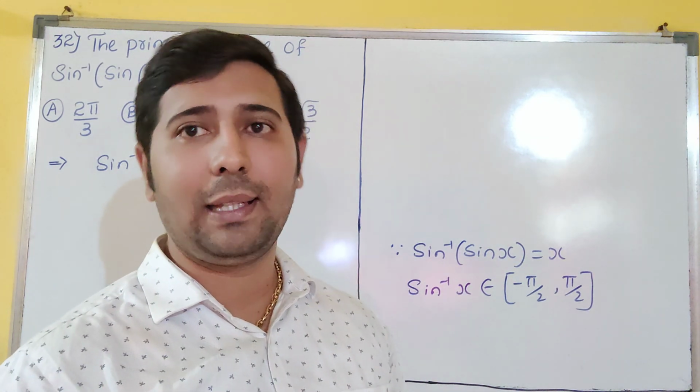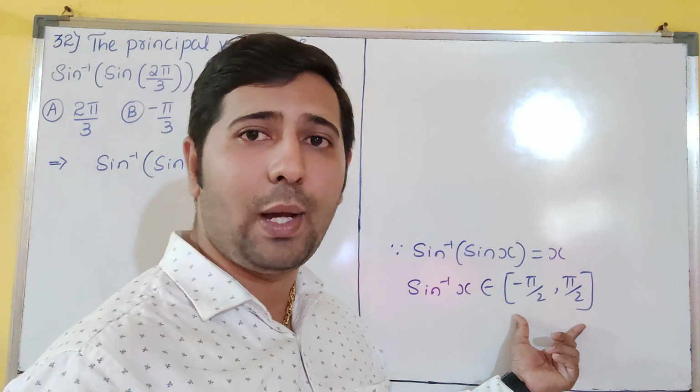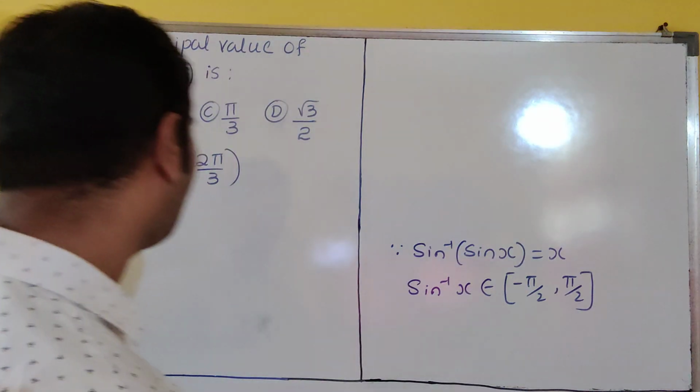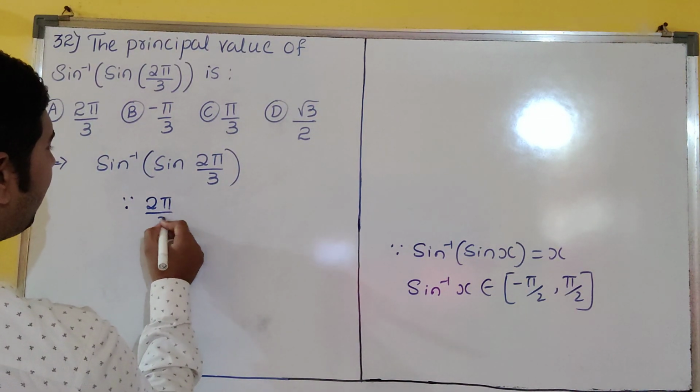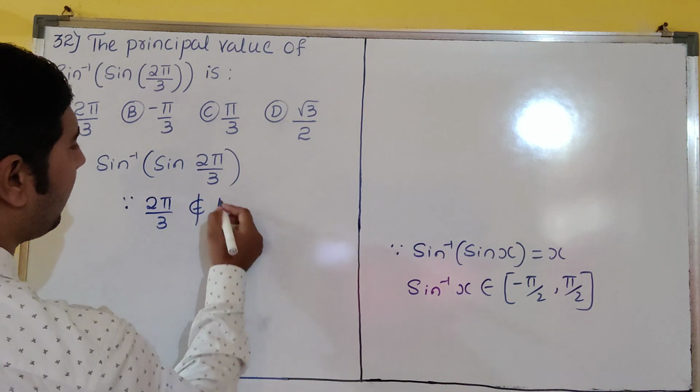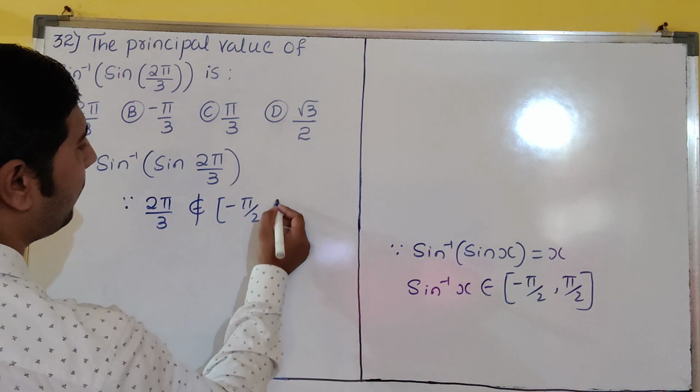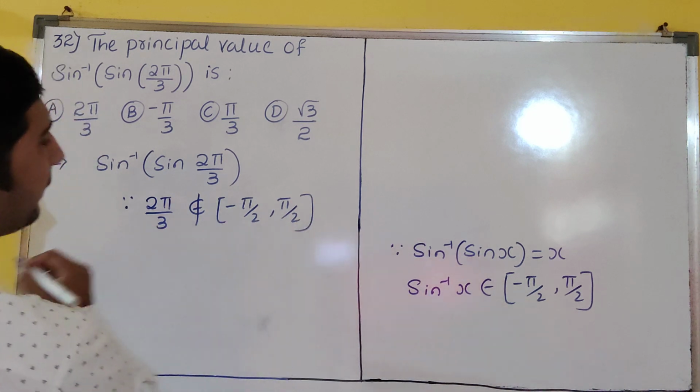Then now how to bring it in that range? In this range only you have to bring it. Let's see how we bring it. So since 2 pi by 3 does not belong to minus 90 to plus 90, dear students, then how to write?